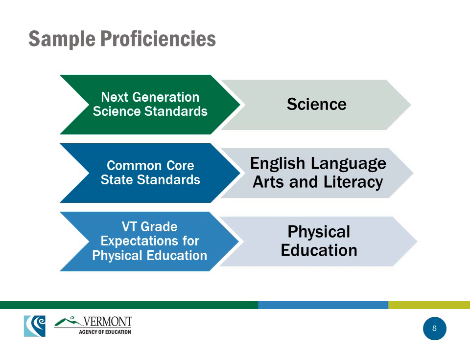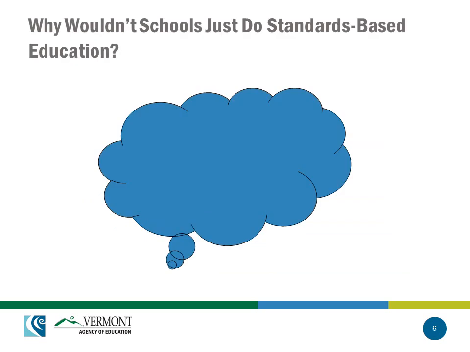Vermont AOE has developed sample proficiencies in global citizenship, health education, English language arts and literacy, mathematics, physical education, science and arts. They are intended to be used in conjunction with transferable skills to determine if a student has met performance-based graduation requirements. In systems where standards drive proficiency development, when students have met their PBGRs, they have met the standards. So why wouldn't schools just do standards-based education? Why do we add this layer of proficiency and personalized learning?